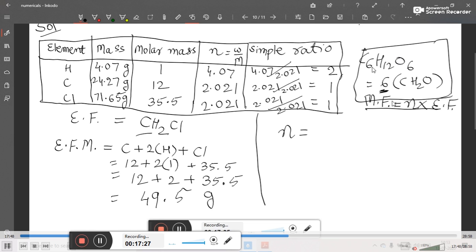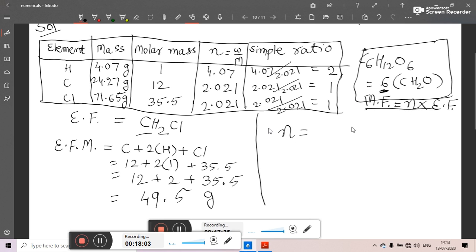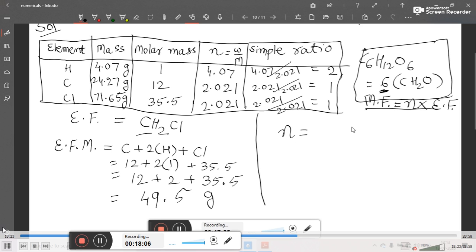Now we know that, let us take one rough example. If you are having glucose C6H12O6, so if we take out 6 common, then it will be CH2O. So here C6H12O6 is molecular formula, that is equal to N, the common multiple, multiplied by CH2O, the empirical formula. So when we multiply N with empirical formula, we get molecular formula. Empirical formula we already know, that is CH2Cl. Now we have just to find N. Once we find N, we can multiply N with empirical formula and find out molecular formula.